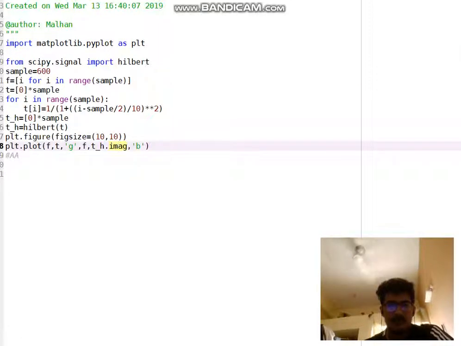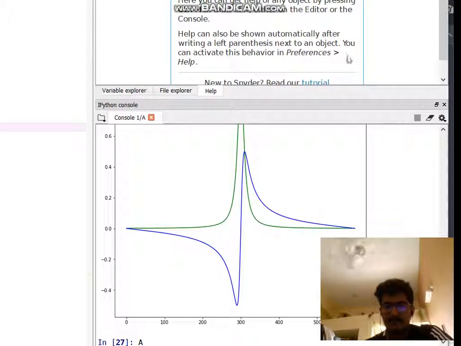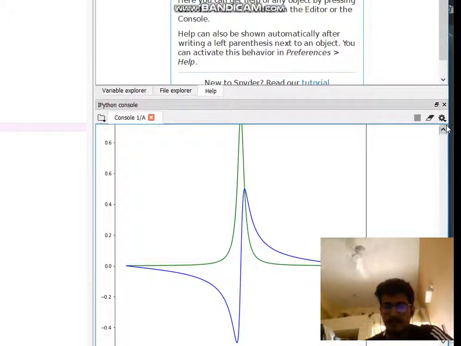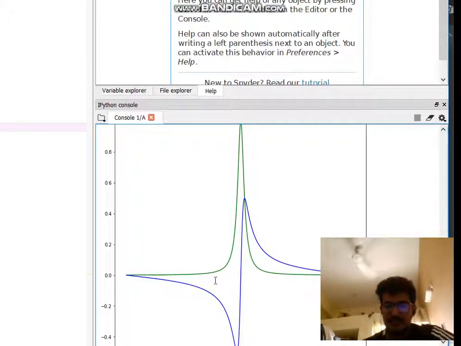So this is our signal 1 by 1 plus t square, the green one, and the blue one is the Hilbert transform. What we can observe is that whenever the green attains the peak, the blue one crosses 0. So this could be a unique way of finding peaks where other methods fail. The Hilbert transform could be very useful in finding peaks.